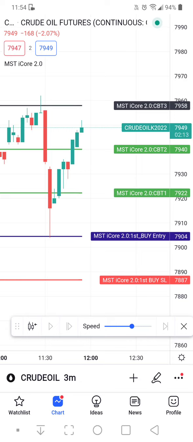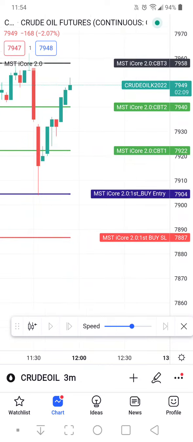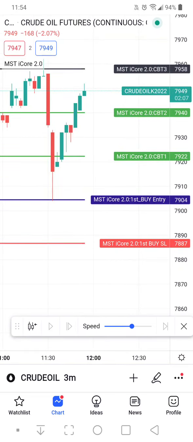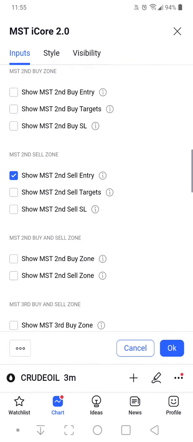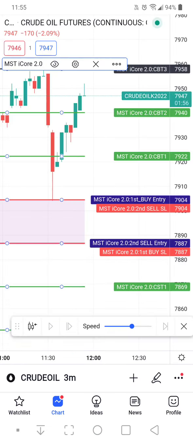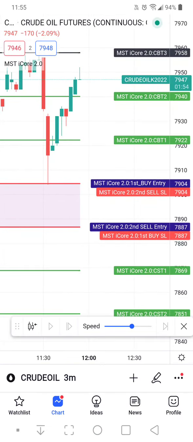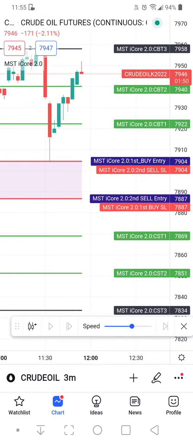If it is not giving targets after the entry at 7904, what do we have to do? We have to go for the reversal entry at 7887. What is the reversal entry? Come here and select second sell SL, second sell entry and second sell target. See here, sorry, the second sell entry is at 7887 and the target will be 7869.